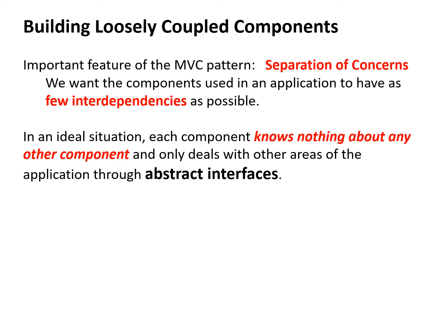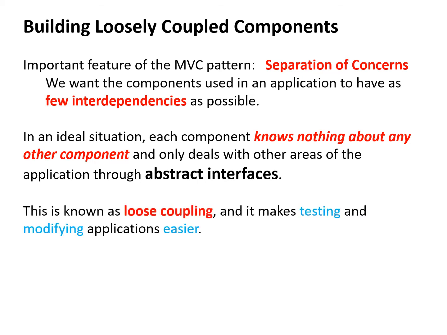We just want each component to be separate within itself, and only deal with other areas of the application through what are called abstract interfaces. So we want each component to be totally independent, not needing to know anything about any of the other components. This is known as loose coupling, and it makes testing easier and modifying applications easier.